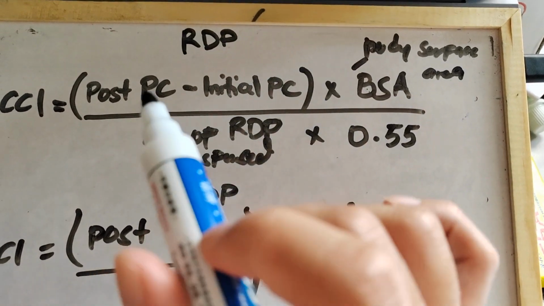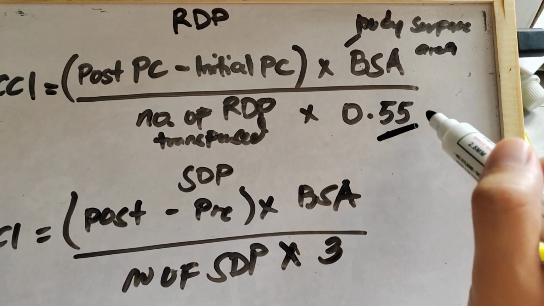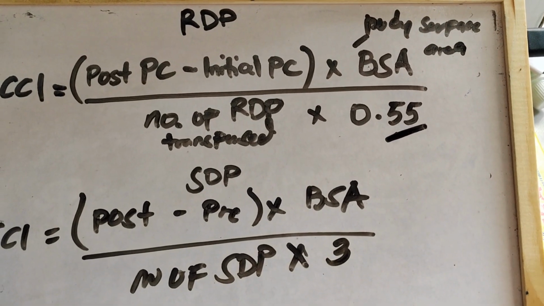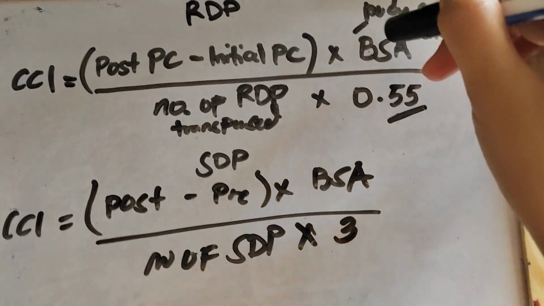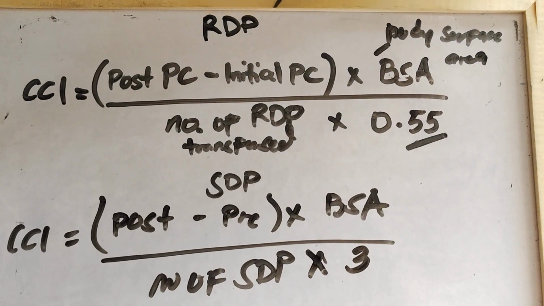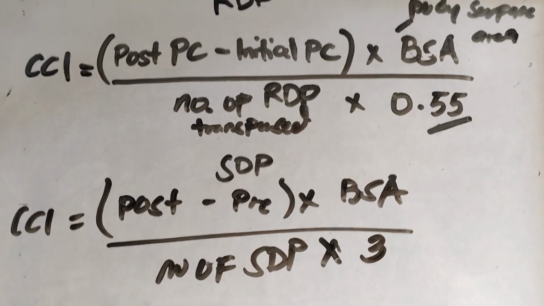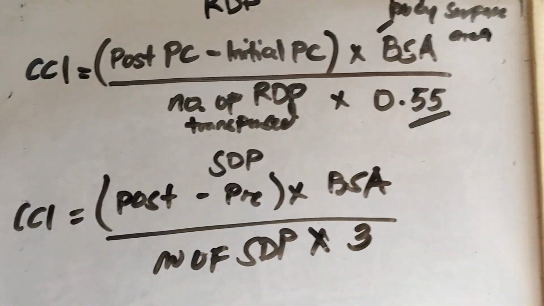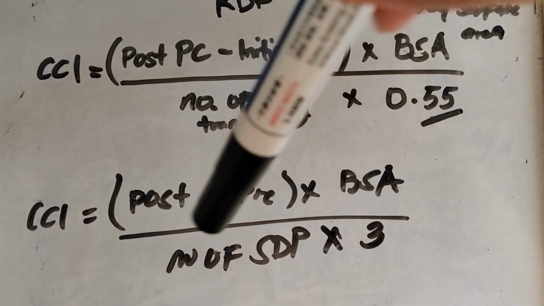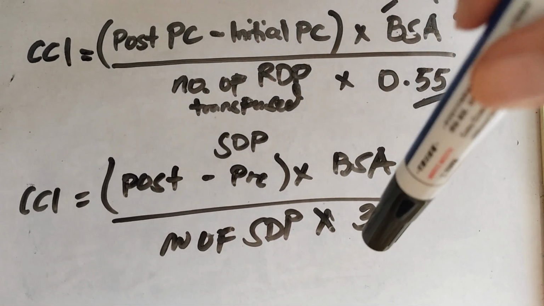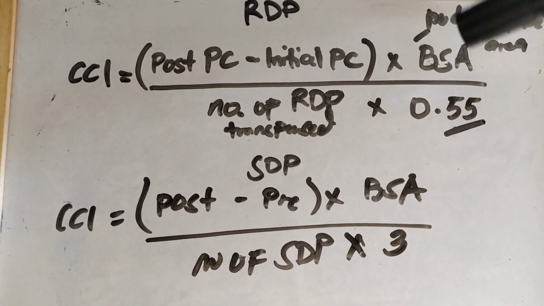Then, divided by the number of RDP transfused, how many were transfused to the patient, times 0.5. 0.5 is the constant, based on the value I gave earlier, that RDP equals 5.5 times 10 raised to 10. For SDP, single donor, the only difference is that it's still the post-transfusion platelet count minus the pre-transfusion platelet count times BSA, divided by the number of SD units times 3. 3 is its constant, also based on the equation I gave earlier.